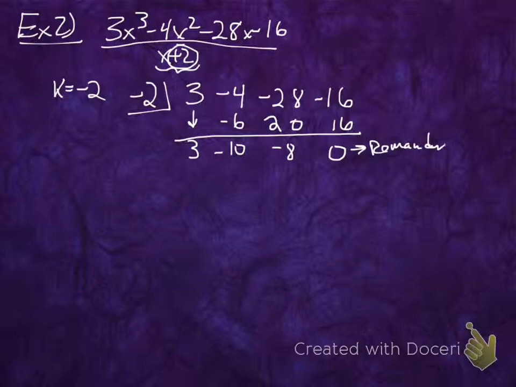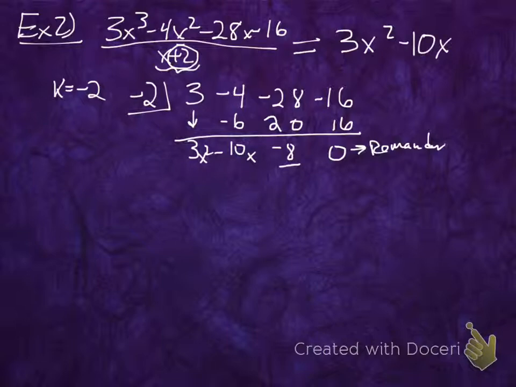So that means the quotient polynomial, this is just the constant term, this is the x, and this is the x squared. The result of this division problem is equal to 3x squared minus 10x minus 8. There is no remainder. So that means the x plus 2 divides perfectly into that polynomial.